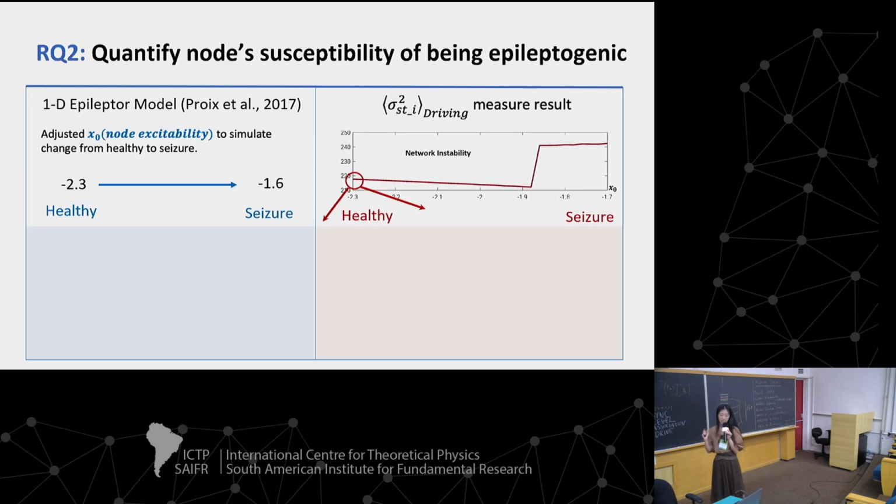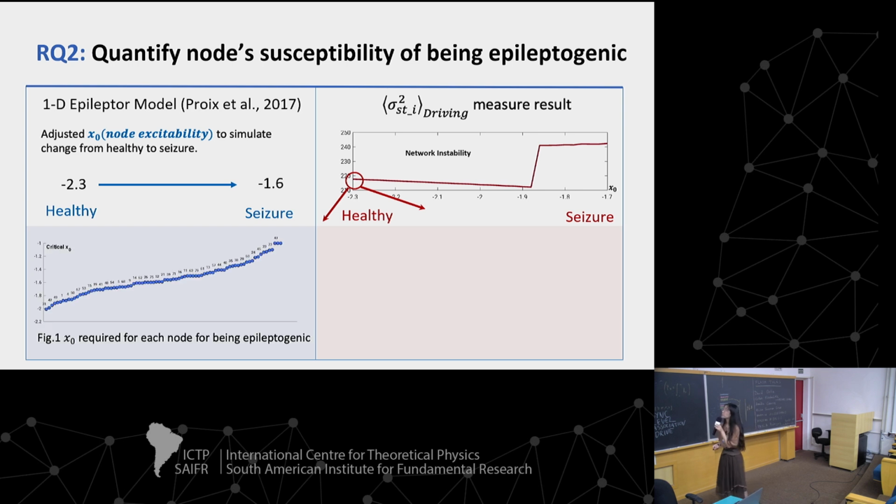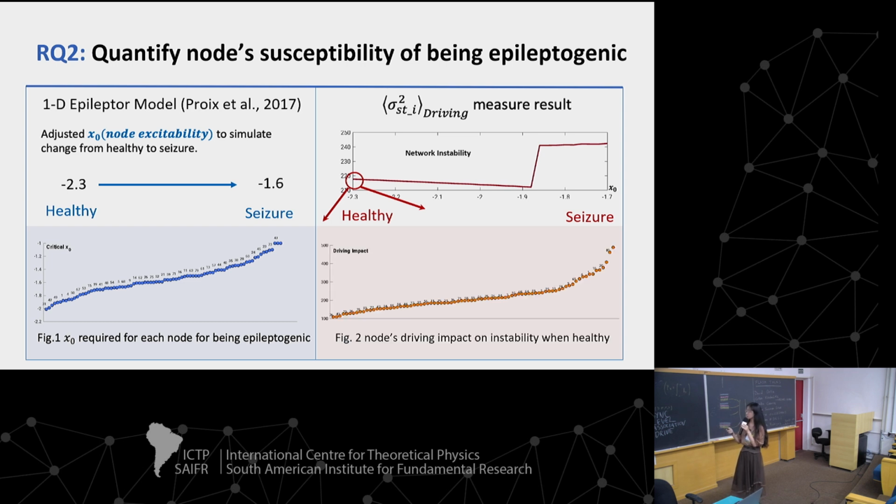So the second research question is we want to use our measure to quantify node susceptibility. First, we calculate the critical x0 from the model as ground truth. And secondly, we calculate each node's impact on the whole network's instability when the model is set to a healthy state. By mapping Figure 1 and Figure 2, we can compare how well our instability serves as a proxy for epileptogenicity.